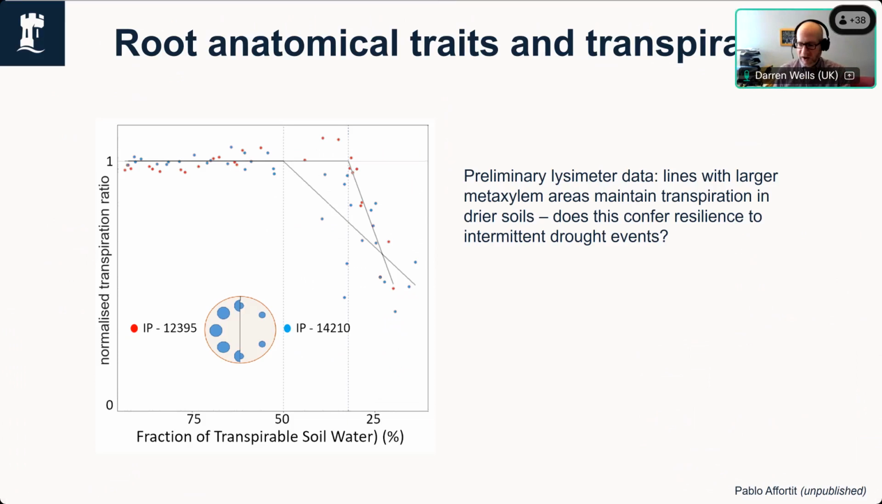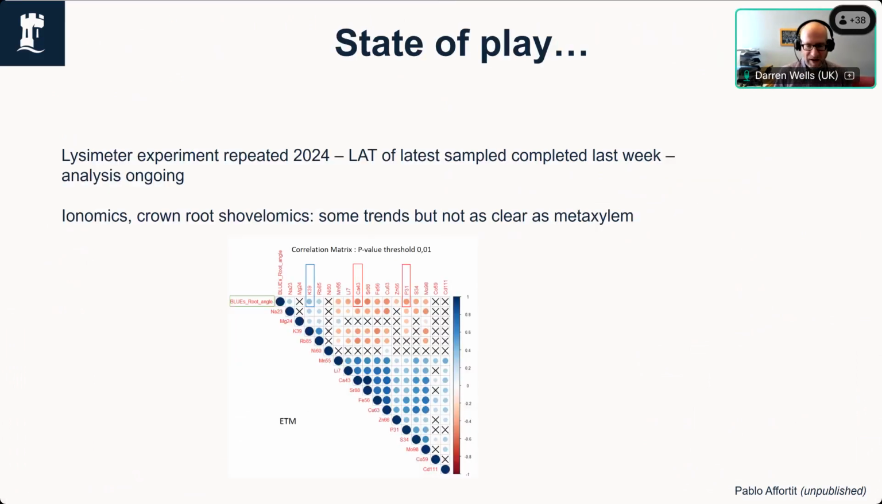This definitely requires some extra work. We're repeating this experiment and we're looking at the other lines, but this is looking very promising for a potential mechanism linking the metaxylem area that we saw in the field and the ability to survive. So the current state of play of this project is that we're repeating the lysimeter experiment. We have completed the experiment.